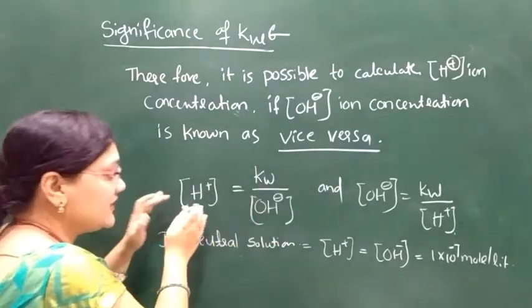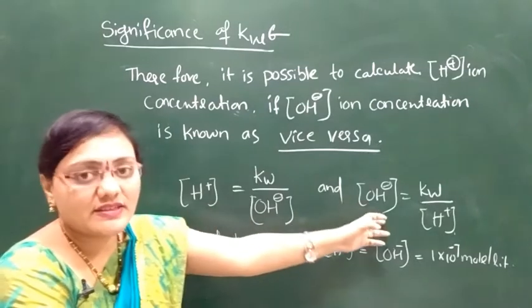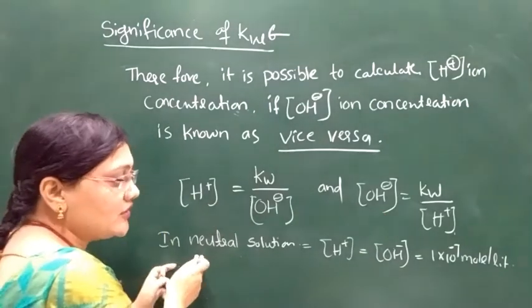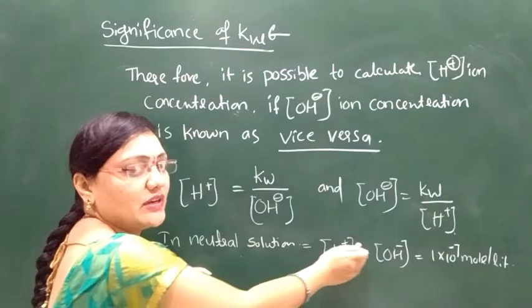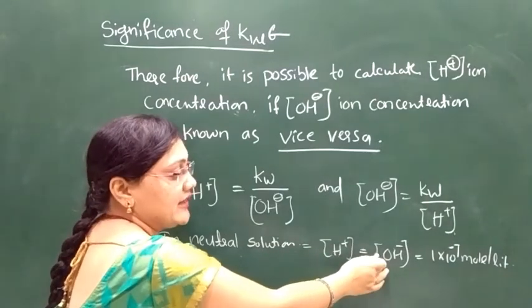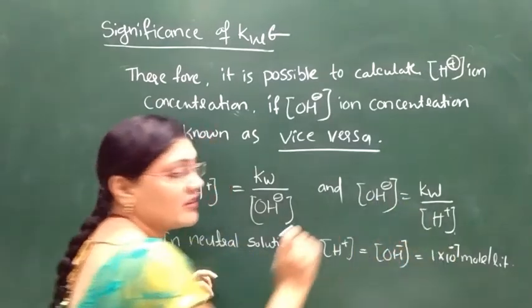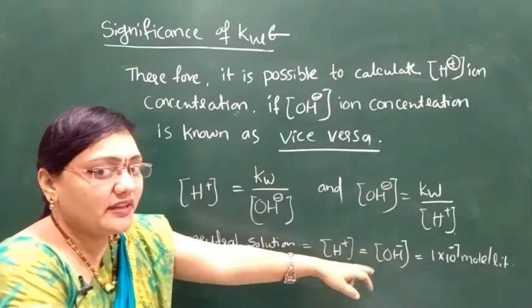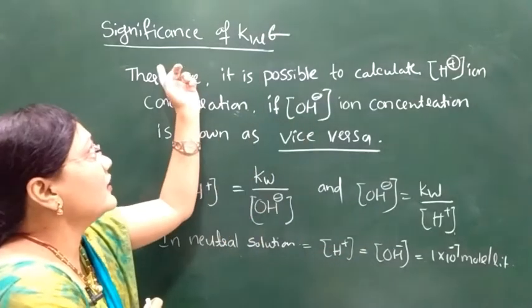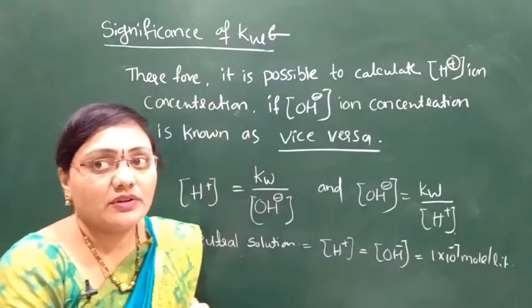This is the acidic solution and this is the basic solution. A neutral solution has the concentration of H plus ions equal to the concentration of OH minus ions, equal to 1 into 10 to the power of minus 7 mole square per liter square. This is the significance of Kw.